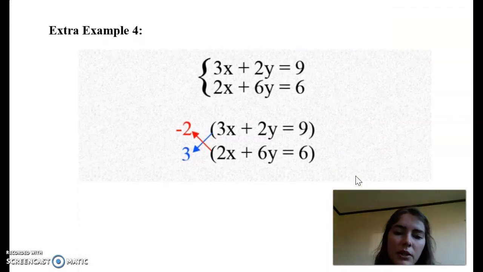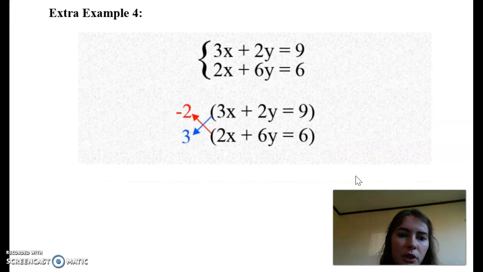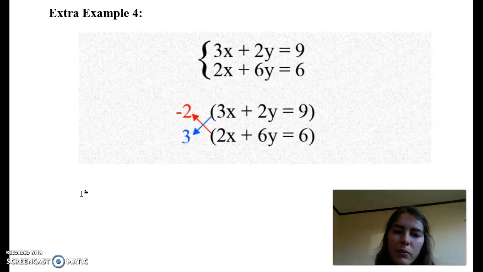Okay, so in this one, example 4, I wanted to give you guys another example here, and I'm going to type it out for you. And for this case, we want them to cancel. So the 3x and the 2x are going to cancel if we multiply them both, one by that number and the other by this number. Only one needs to be negative.